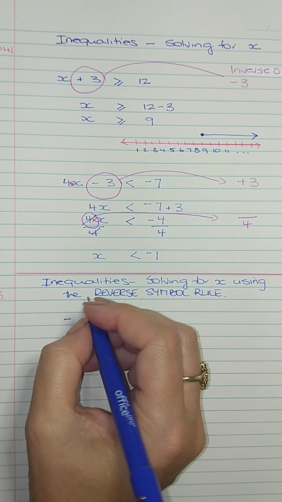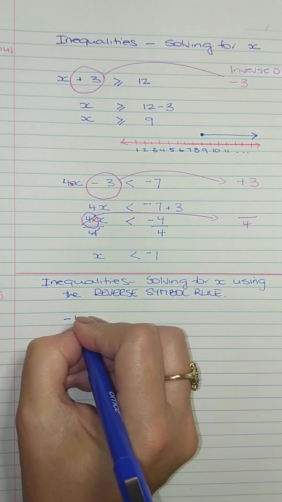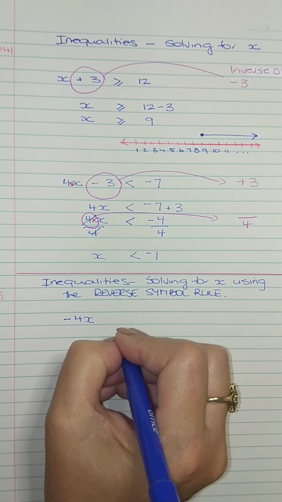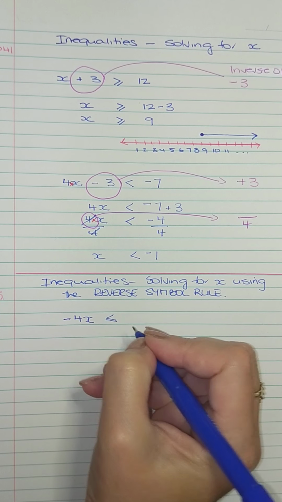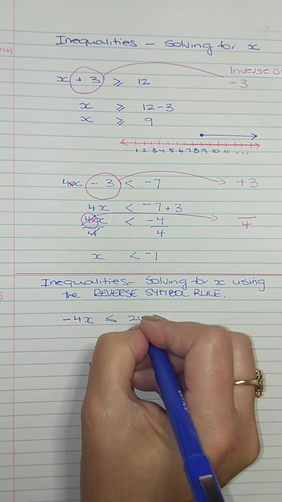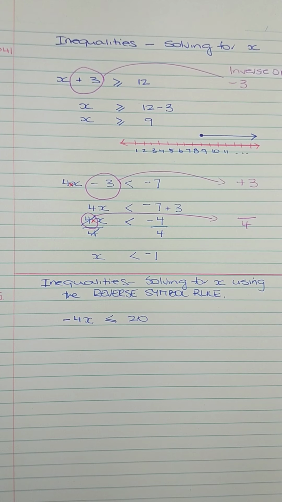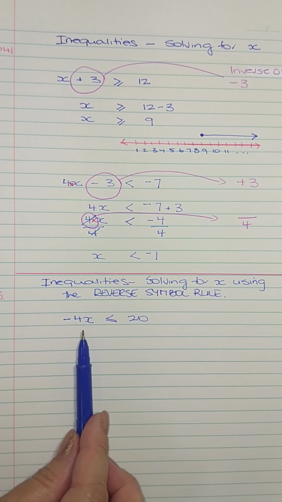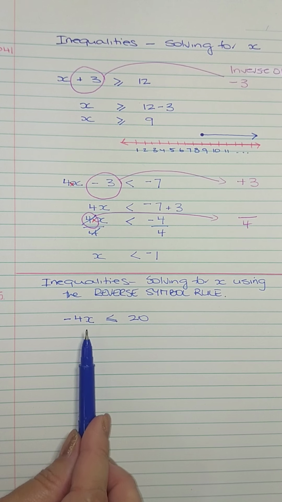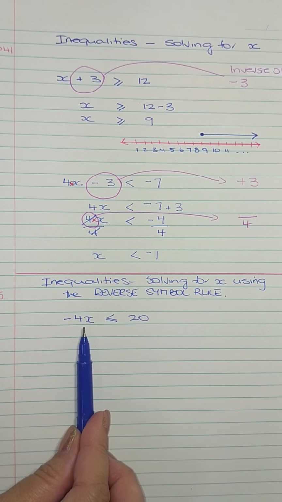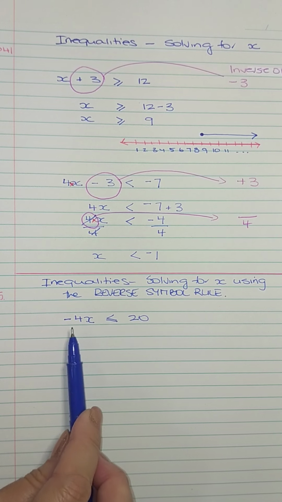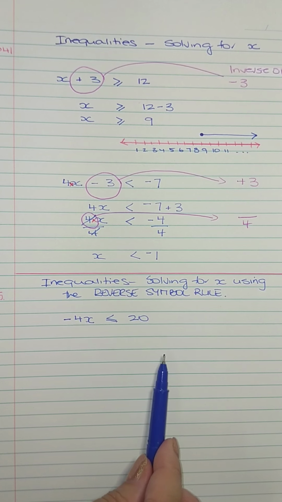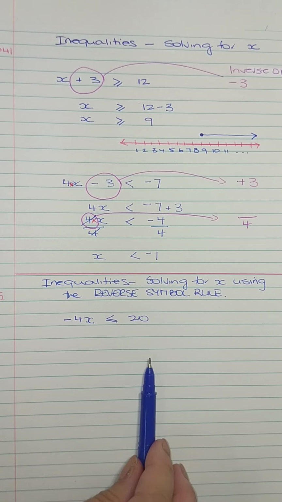It's negative 4x is greater than or equal to 20. All right, the same rules apply. What we're trying to do here is isolate x, which means get x by itself on one side of the inequality sign and all the numbers on the other side of the inequality sign.